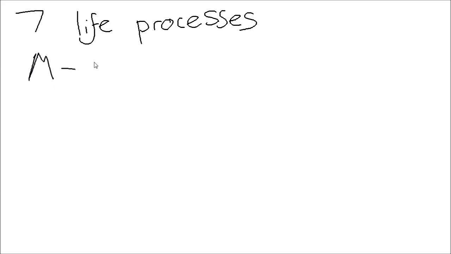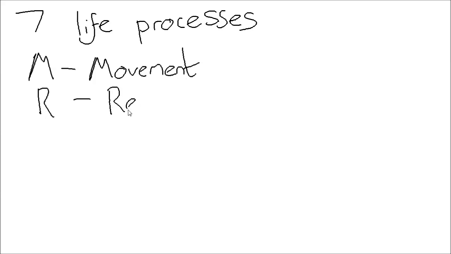We've got M for movement, so that means that an organism, a living thing, can move around either physically or, like a plant, can move towards light. It needs to reproduce, so increase the number of its species, but also to replace those that are dying because of old age, predation, things like that.